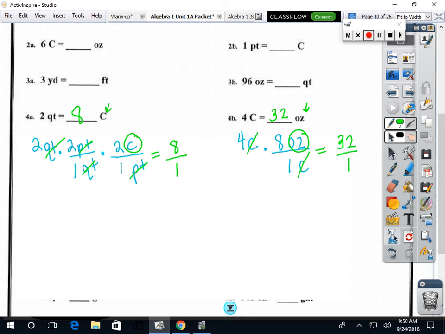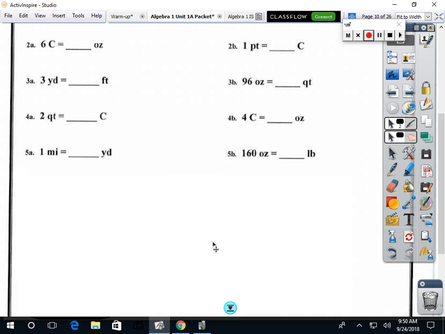All right, number 5. One mile equals how many yards? Right, this was one that was in your flip book, so there's no need to do a conversion chain when you already know it. Okay, right here in our book, it says 1 mile equals 1,760 yards. So there's no work required.